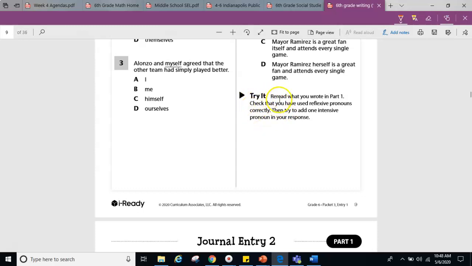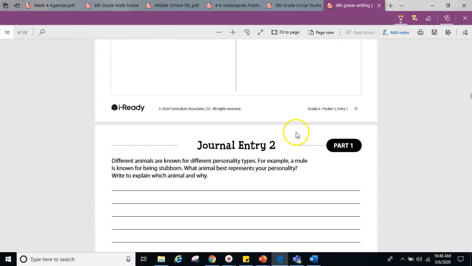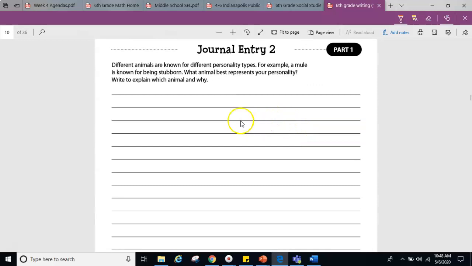Then you're going to try it, reread what you wrote in part 1, so for your journal, and check that you have used reflexive pronouns correctly. Then try to add one intensive pronoun in your response. So that is mainly for Tuesday and Wednesday. Oh no, I lied. That's just Tuesday. Alright, so Wednesday and Thursday, you got another journal.